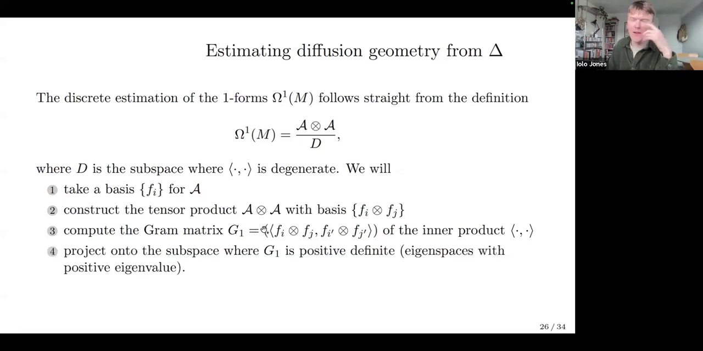There's, of course, this issue about degeneracy. For example, if you have a constant function f, then df is going to be 0. So we need to mod out by these degenerate things. Concretely, what this means is that you diagonalize the Gram matrix, and the degenerate things show up as 0 eigenvalues. Then if you just project onto a positive definite subspace, you get access to that.